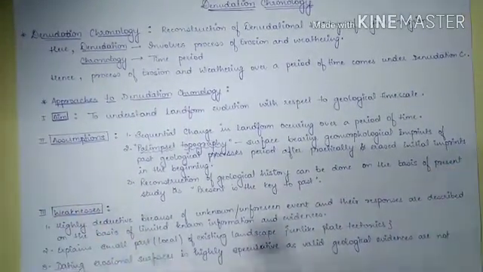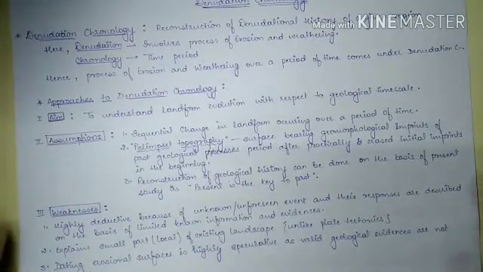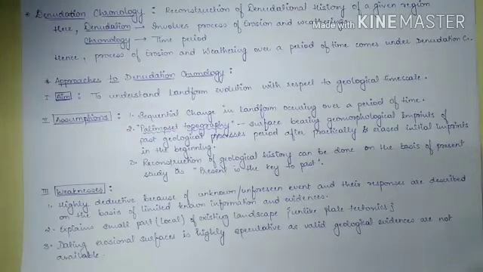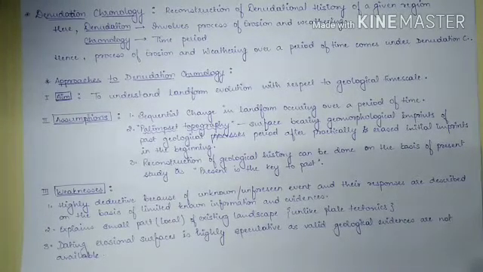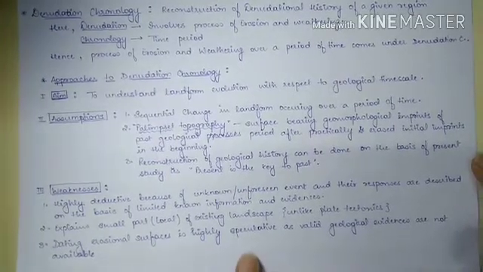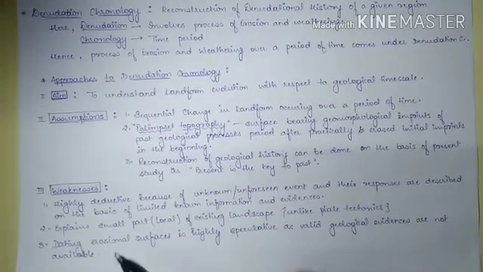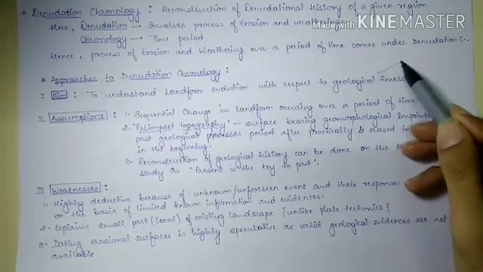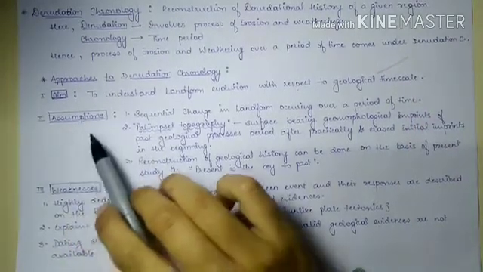Next, the approaches to denudation chronology. Now we will basically see in approaches of chronology the aim of denudation chronology, what we try to understand with it. Next is the assumptions of denudational chronology and its major weaknesses. Denudational chronology actually aims to understand the landform evolution with respect to the geological timescale, that is, how with the time the landscape is formed. Next is assumption.